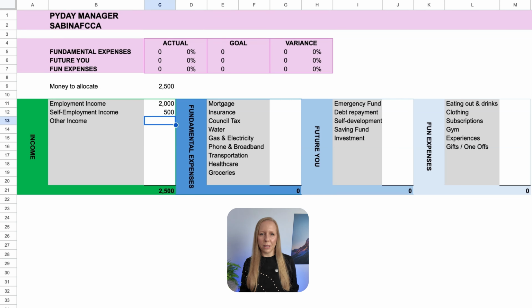For the self-employment income, you have to take taxes into consideration so that you are not surprised by an unexpected tax bill at the end of your financial year. There are 3 categories for expenses: fundamental, fun, and future you.